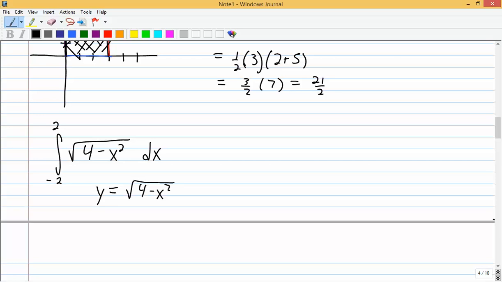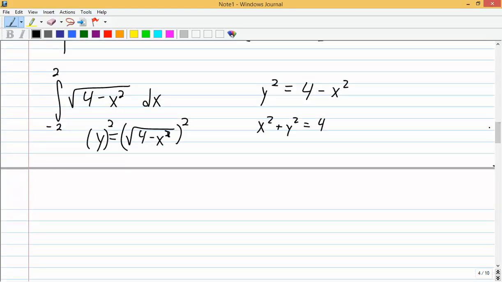Well, what if I was to square both sides of this equation? Then I would have y squared equals, when you square a square root, that cancels out. So I'd have 4 minus x squared. And then if I move this over, I would have x squared plus y squared equals 4. And what is this the equation of? It's a circle, right? So what does the square root do? That makes it where I just have positive values above the x-axis, because I'm only going to have positive y's to go with this graph. So this function here is actually a semicircle.